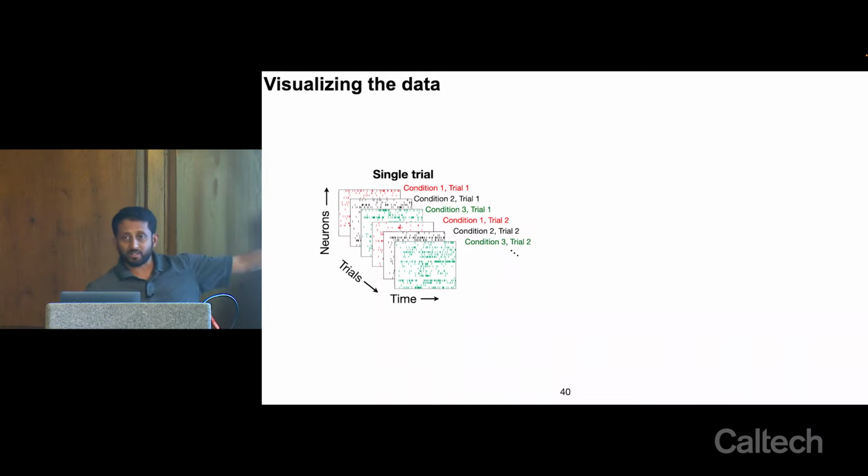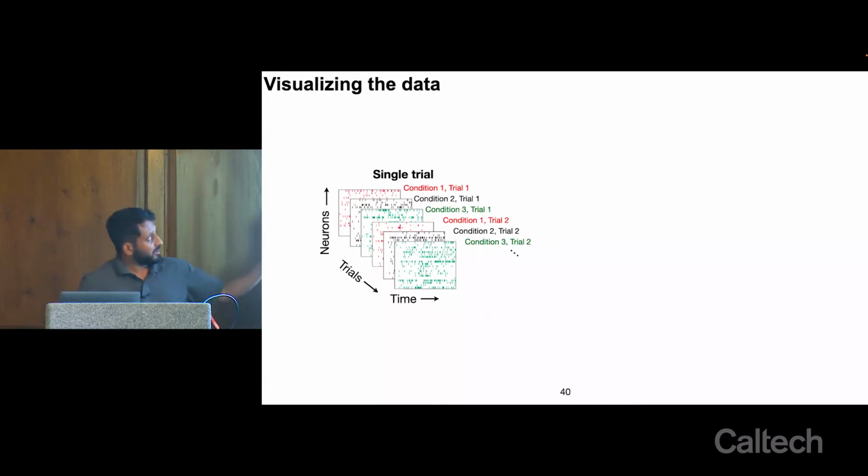So in a given trial, you might get something like this. On this axis is different neurons. On that axis is time. And here I've colored the data by different trials, different conditions. So green might be, I don't know, reaching down, red might be reaching up or something, and you'd see multiple repeated trials of the same condition.